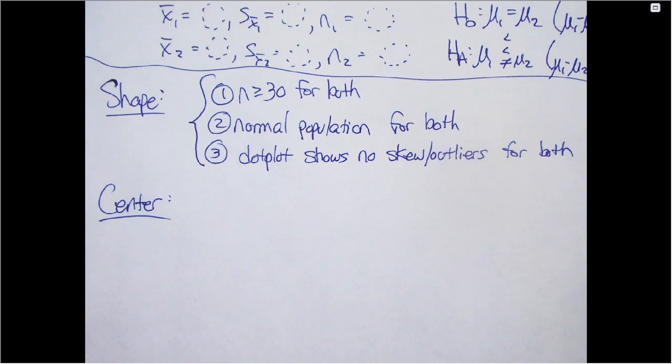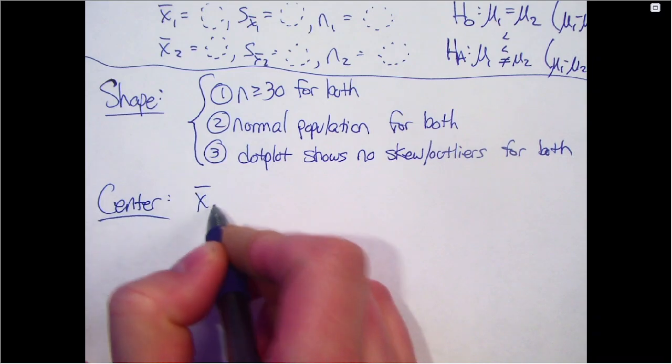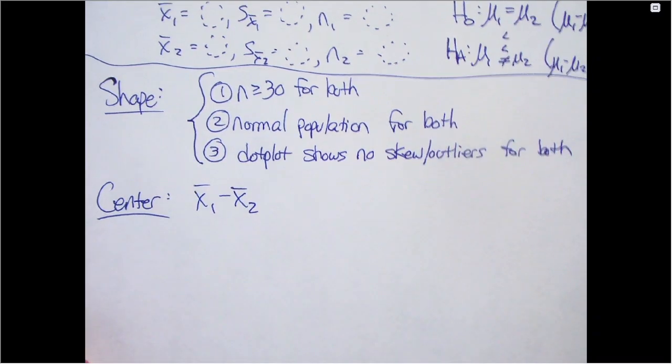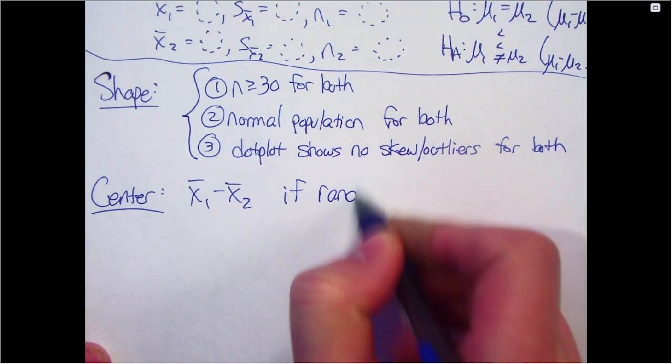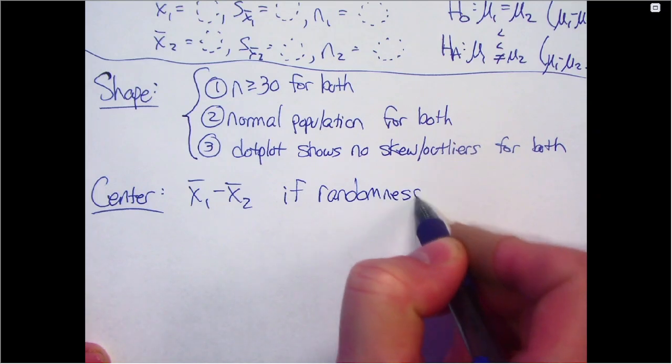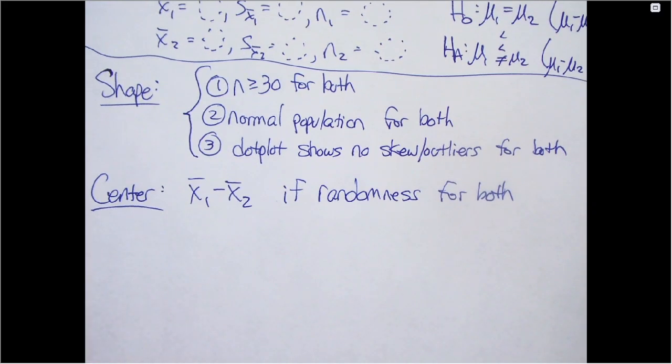The center, and you get to declare at this point if you want it to be x bar 1 minus x bar 2 or x bar 2 minus x bar 1. It doesn't matter. So I'll just say x bar 1 minus x bar 2. Randomness for both samples is what I mean. When I say for both, I mean both samples. I should write that.